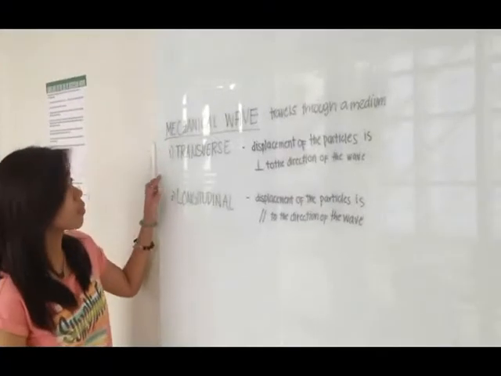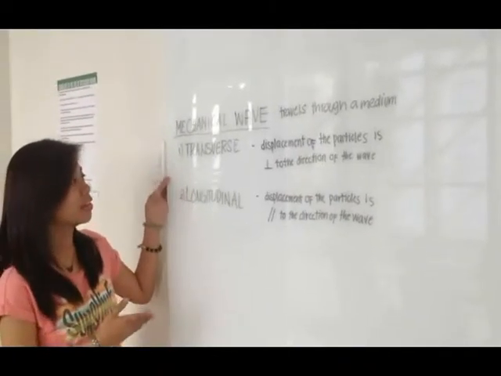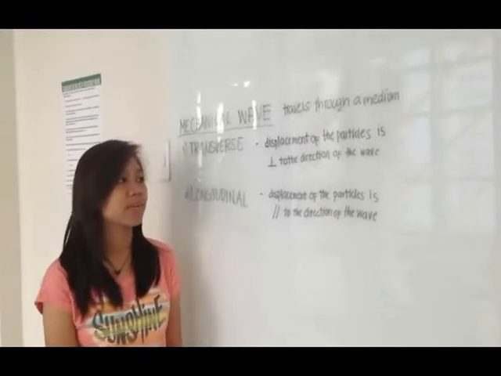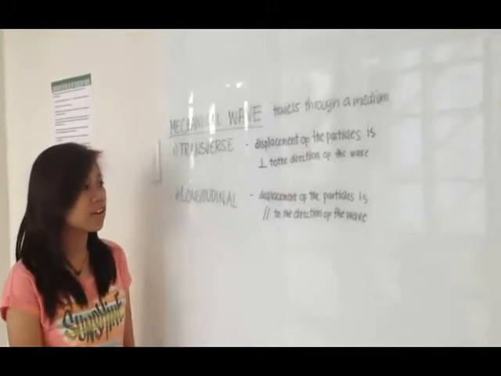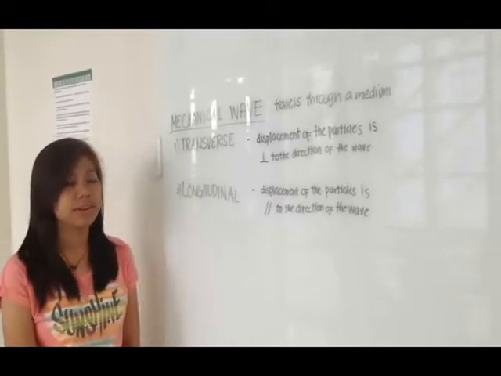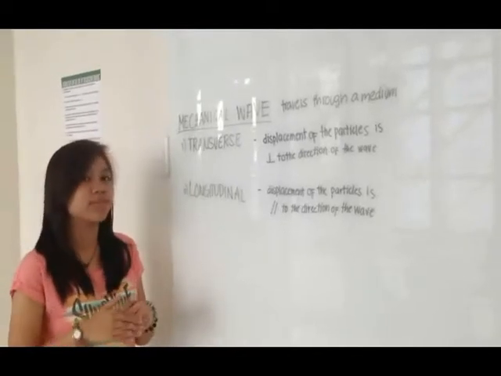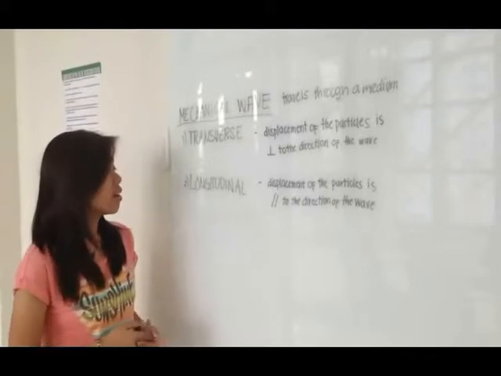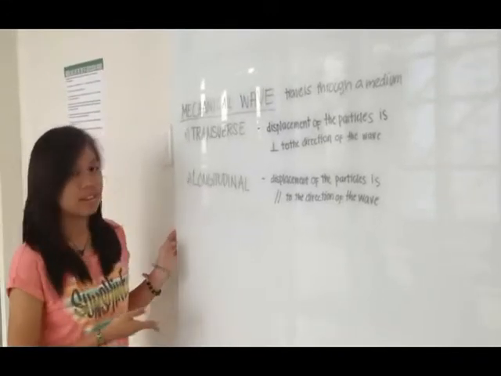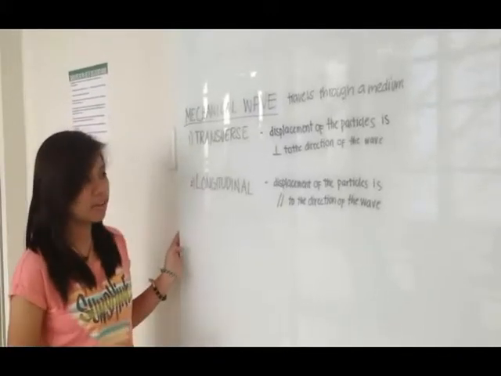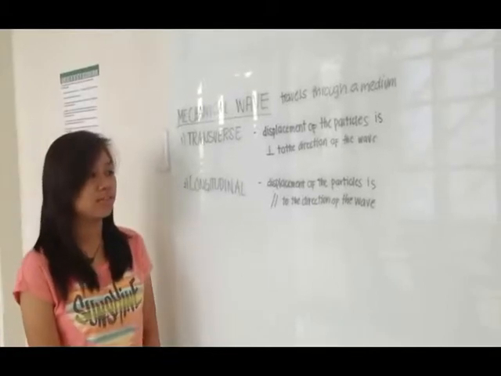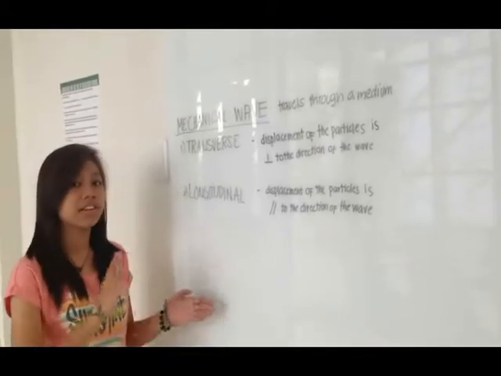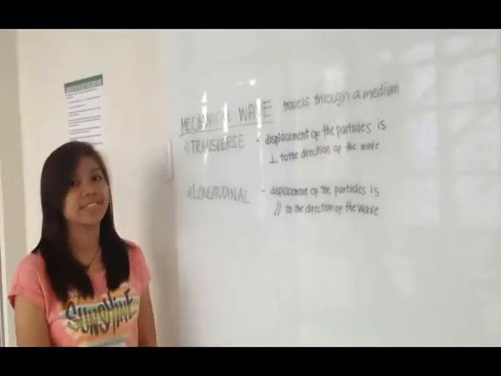One type of mechanical wave is a transverse wave. In a transverse wave, the displacement of the particles in the medium is perpendicular to the direction of the wave, which means the particles move up and down while the wave goes to the right. Another type is a longitudinal wave, in which the displacement of the particles in the medium is parallel to the direction of the wave. Here the particles oscillate back and forth.